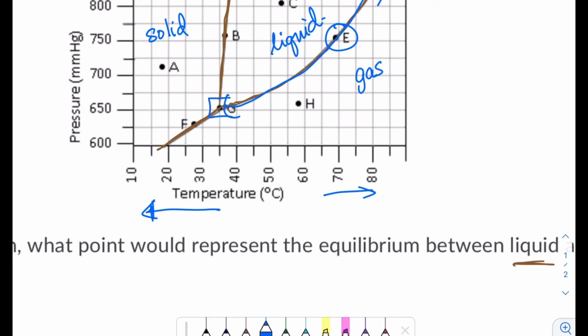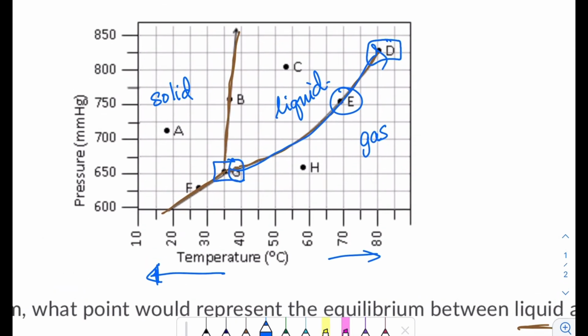Point G is not quite correct because that's actually the equilibrium between solid, liquid, and gas. Between all three phases, that's called the triple point. Point D is called the critical point. It is the temperature above which you only have the gas phase, no matter what the pressure is. It's sort of, in a phase diagram, it kind of goes straight up from there.